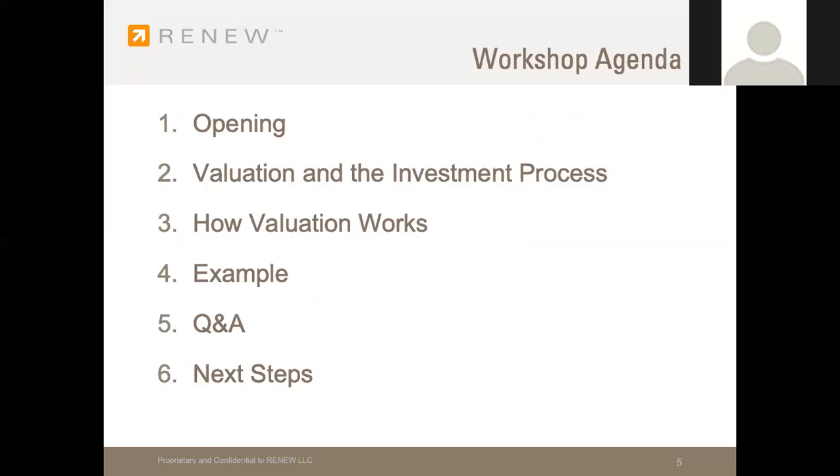For today's agenda, we shall have an interactive and simplified deep dive discussion on valuation and the investment process, taking us through how valuation works, with a practical example and an interactive discussion, as mentioned, in the Q&A.